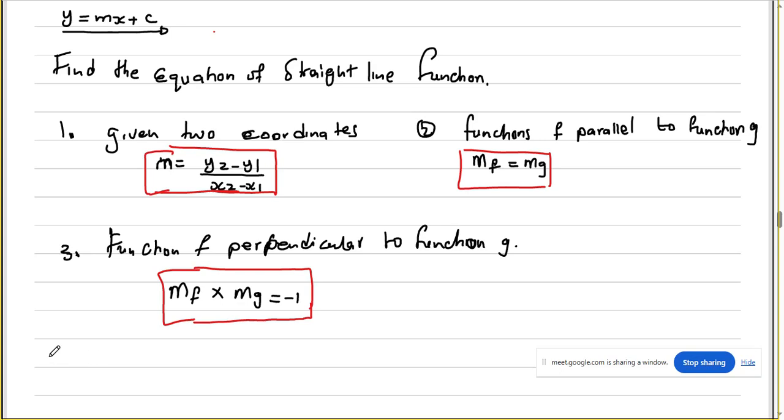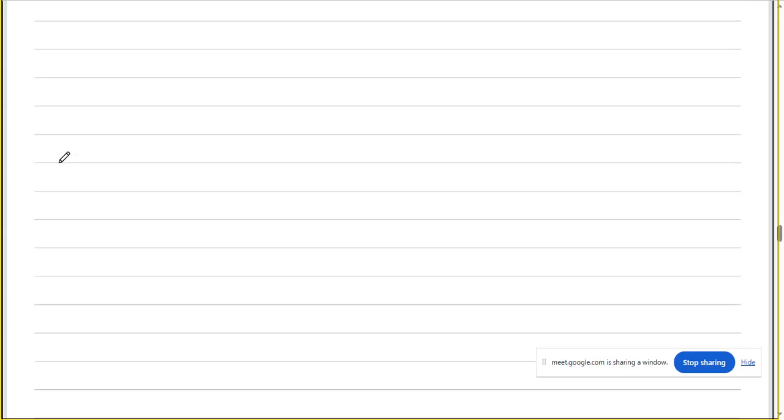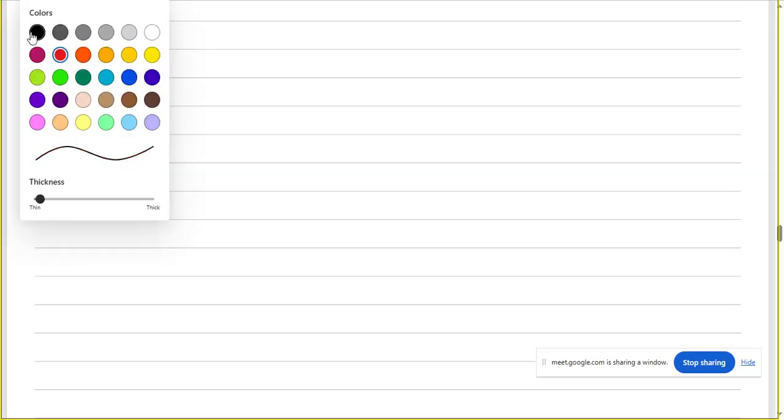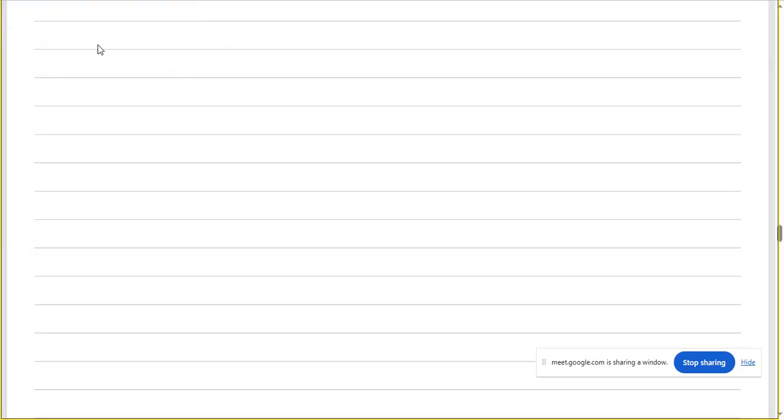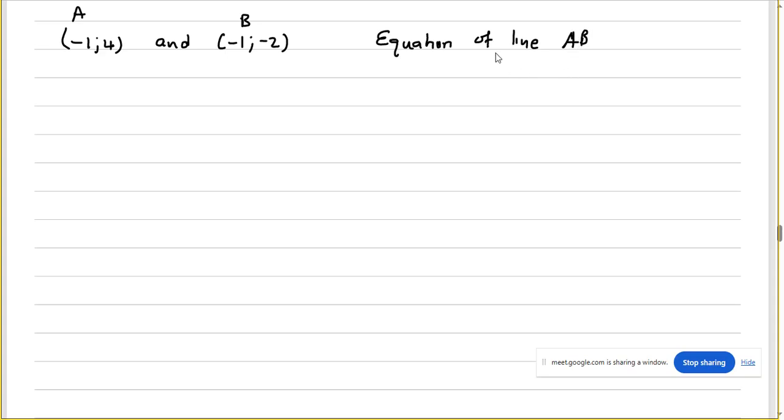Now, let's say we need to determine the equation of a straight line that is passing through 2 points, (-1, 4) and (-1, -2). This will be point A, and this will be point B. Let's say you want to find the equation of the line AB. We need to find the equation of the line AB.